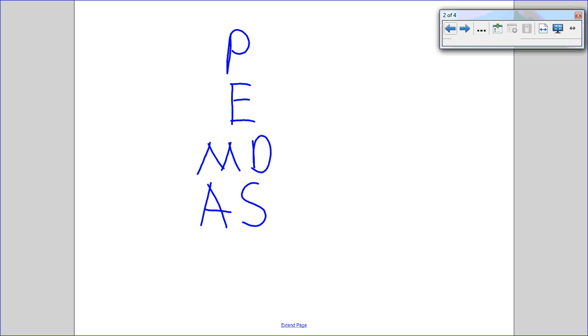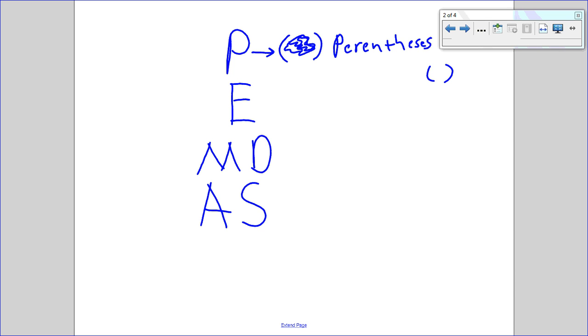So the P stands for these things. Now, what are these? These are parentheses. So anything inside these parentheses, we do those before we do anything else, okay? If there's multiple parentheses, then we do what's in here first, and then what's in here first, and then we do all the stuff that's outside of those parentheses, okay? So that's what we do first.